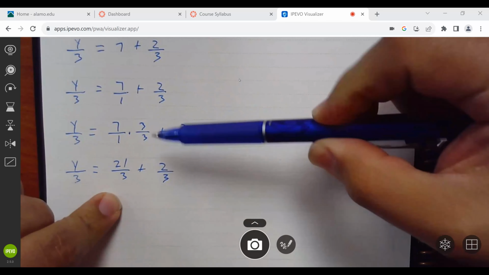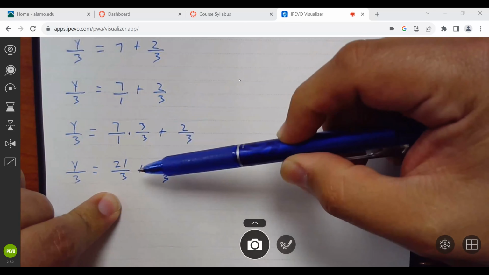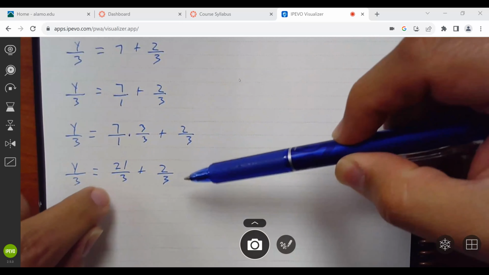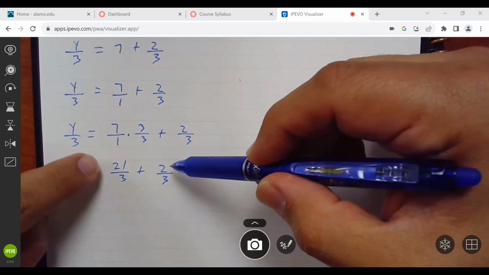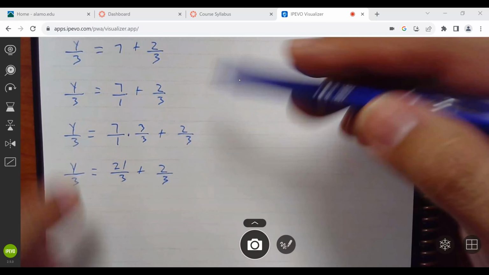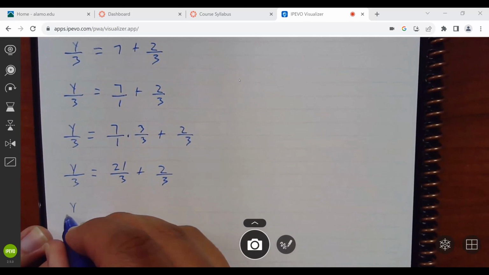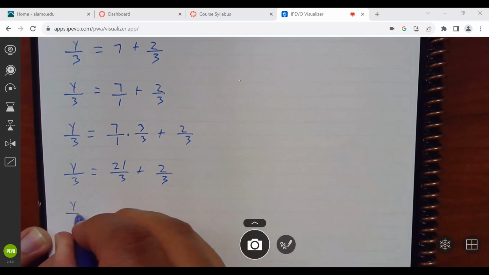You multiply this 3 and 7, 21. Add the 21 and 2. These are the same denominator, so 21 plus 2 over the same denominator.